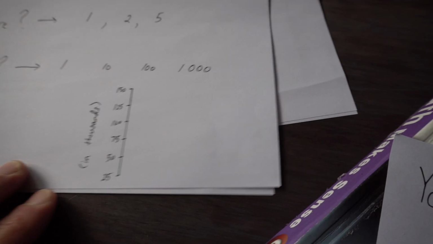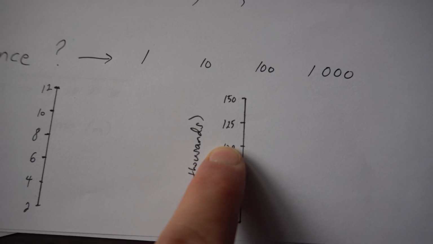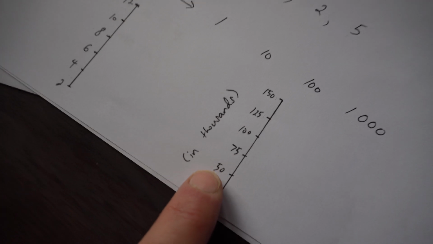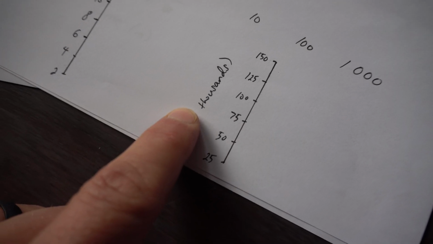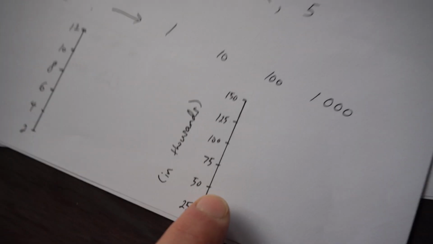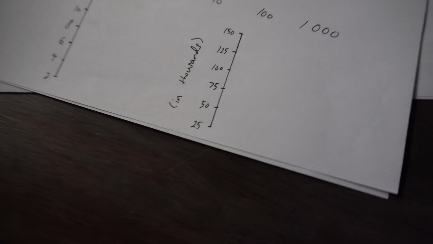One thing to keep in mind as well is you can cheat it a bit. You can go 25, 50, 75, 100, 125, 150. Now that says in thousands. So it's like saying 25,000, 50,000, 75,000, and so on and so on.